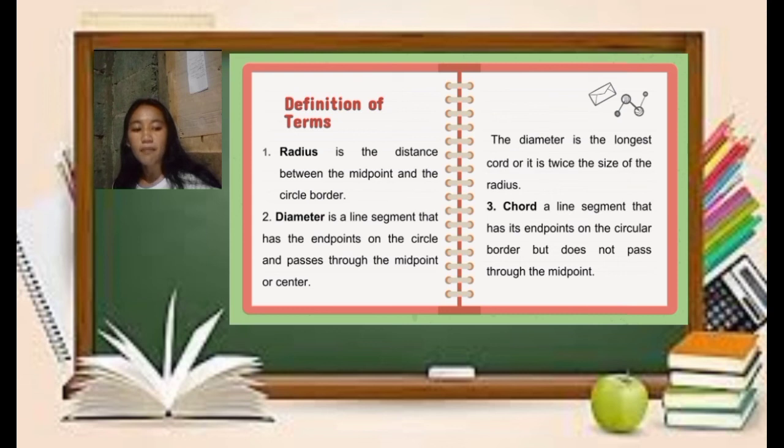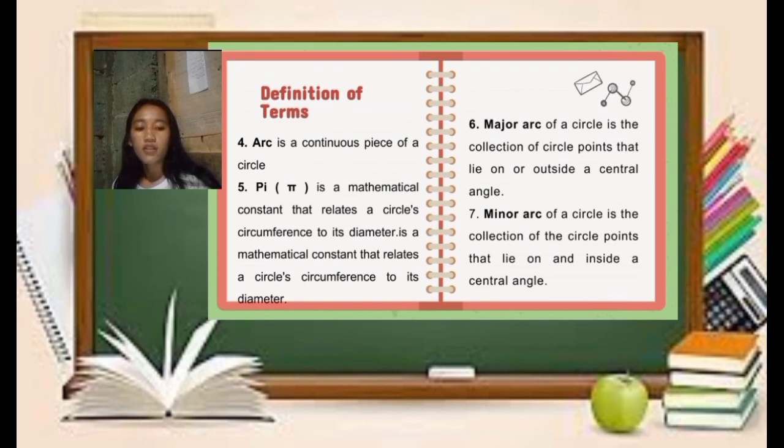Chord is a line segment that has its endpoints on the circular border but does not pass through the midpoint. Arc is a continuous piece of a circle. Pi is a mathematical constant that relates the circle's circumference to its diameter. Next is major arc, the collection of circle points that lie on or outside a central angle. Minor arc is a collection of the circle points that lie on and inside the central angle.